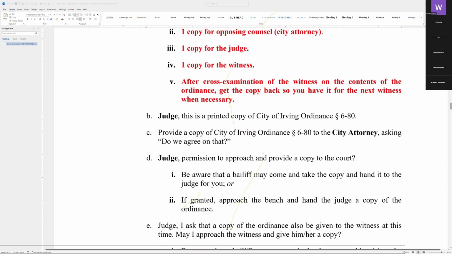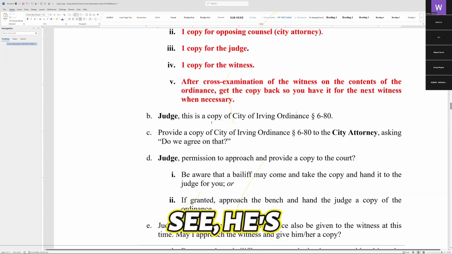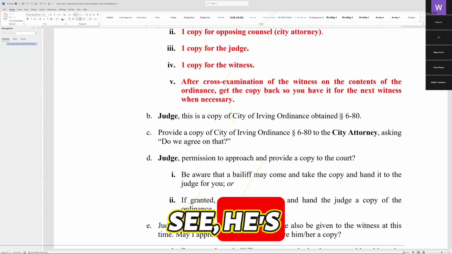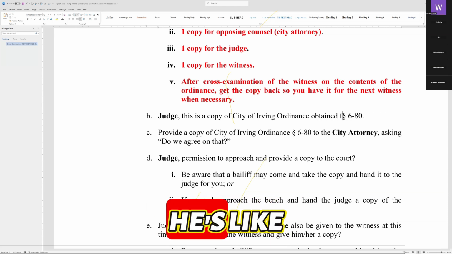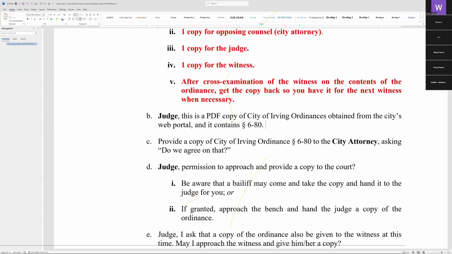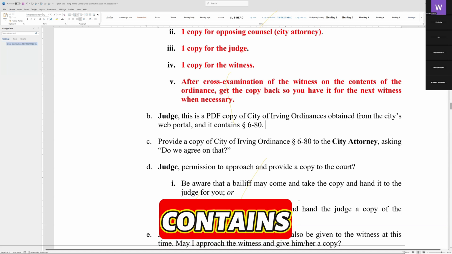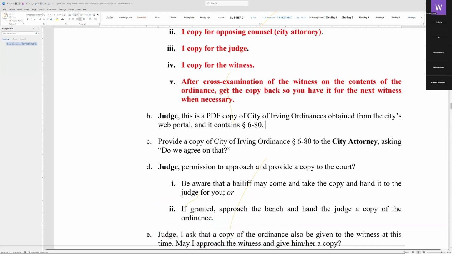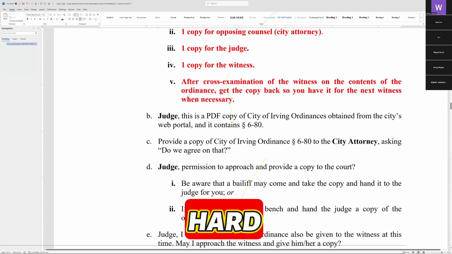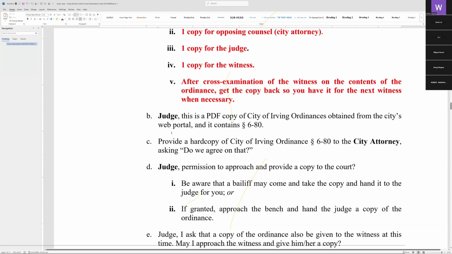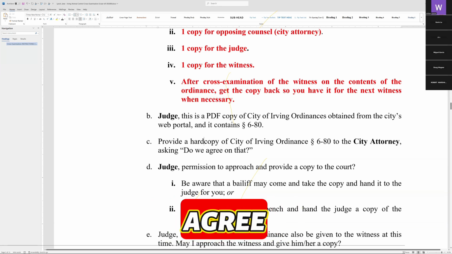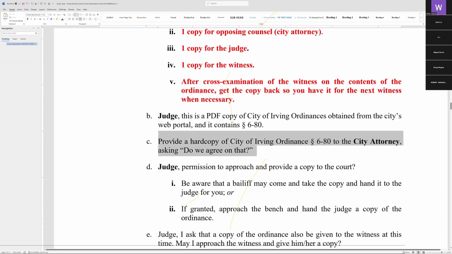In any case, Judge, this is a copy of the City of Irving ordinances. See, he's sitting there on a computer and he just pulls it up and looks at that. He's taking judicial notice of it. All right, Judge, this is a PDF copy of the City of Irving ordinances obtained from the city's web portal, and it contains section 6-80. Provide a hard copy of City of Irving ordinances, section 6-80, to the city attorney, asking, do we agree on that? That's how you get them to agree to it.